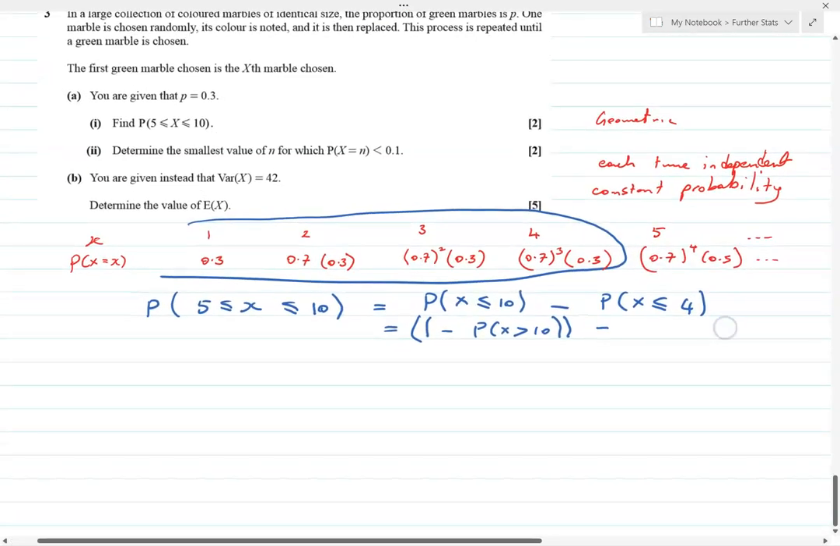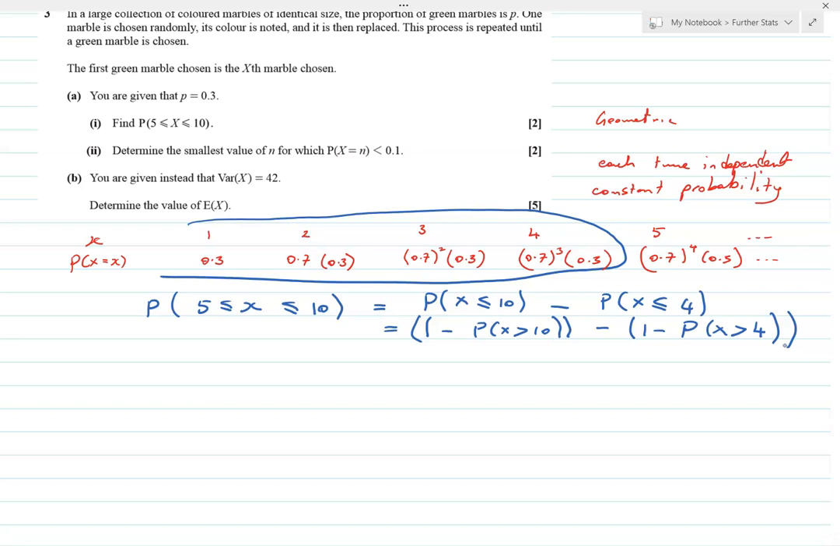Similarly, the probability of x less than or equal to 4 is 1 minus the probability x is greater than 4. Because either the number is less than or equal to 4, 1, 2, 3, 4, or it's greater than 4, 5, 6, 7, 8, and so on. One of those must happen, and both of them can't happen. They must add up to 1, so hence 1 minus the probability x is greater than 4.